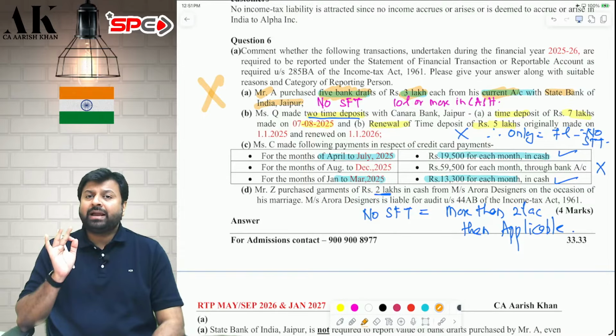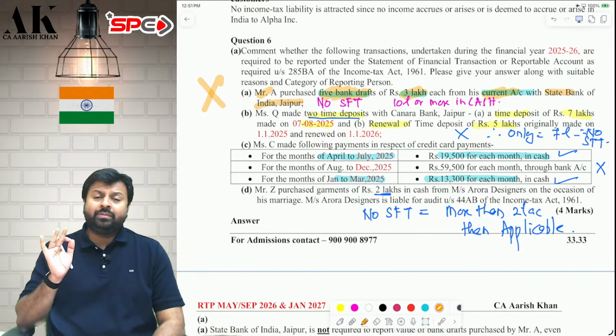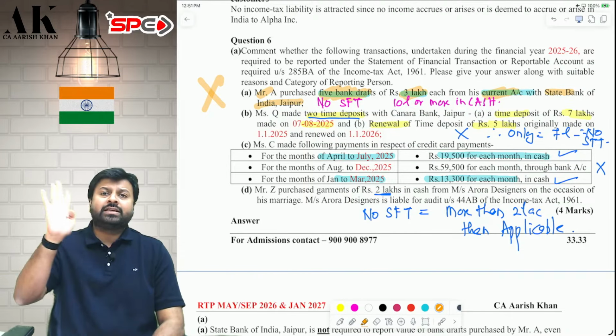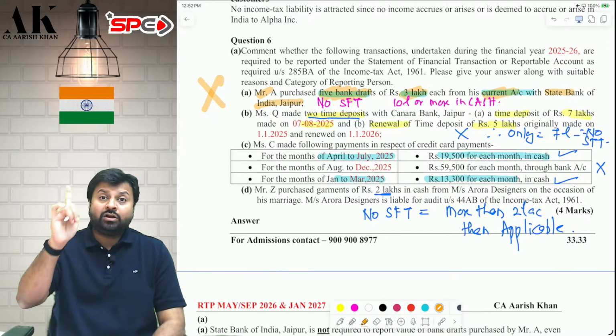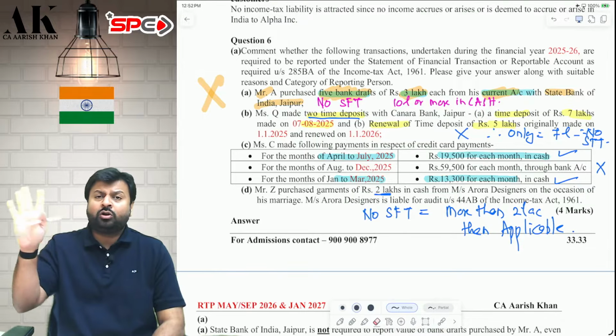If you purchase a bank draft of 10 lakh or more, it will be reported by the bank only if you purchase in cash. Here you are not purchasing in cash, you are purchasing in online mode through your current account, therefore it will not be reported.